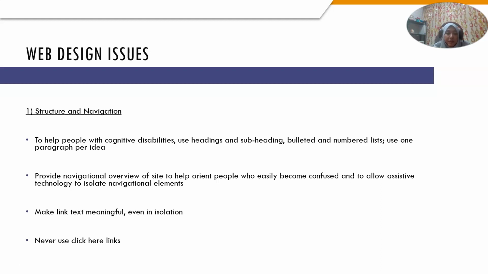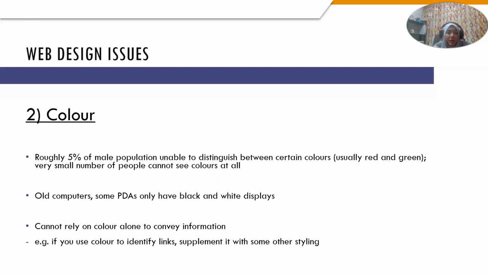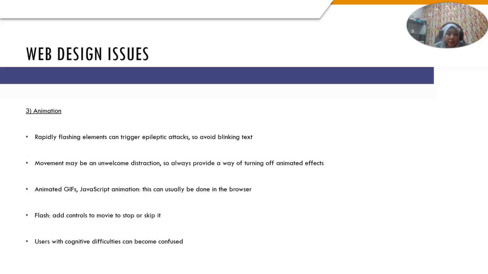Okay, and then make link text meaningful. For example, if you want the user to click on something, make sure that they know that it is a button or that it is a link or hyperlink or hypermedia. So your user interface must be very friendly to the user. And then in terms of color, how you choose the color. Roughly 5% of the male population are not able to distinguish between certain colors, for example red and green. And some PDAs only have black and white displays, for example. So you need to look at this issue.